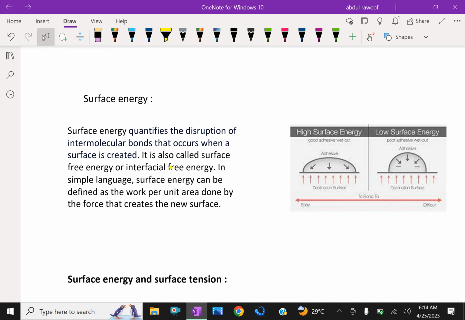Now, the surface energy. Surface energy quantifies the disruption of intermolecular bonds that occurs when a surface is created. It is also called surface free energy or interfacial free energy. In simple language, surface energy can be defined as the work per unit area done by the force that creates the new surface. Here, this is high surface energy and this is low surface energy. Here, the dome is higher.